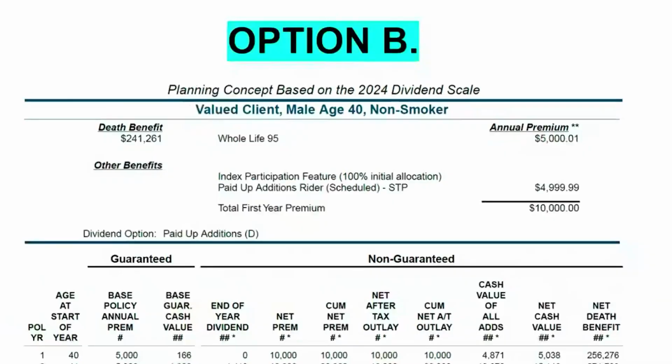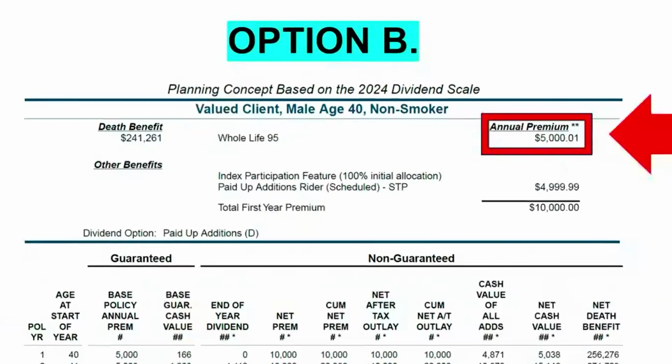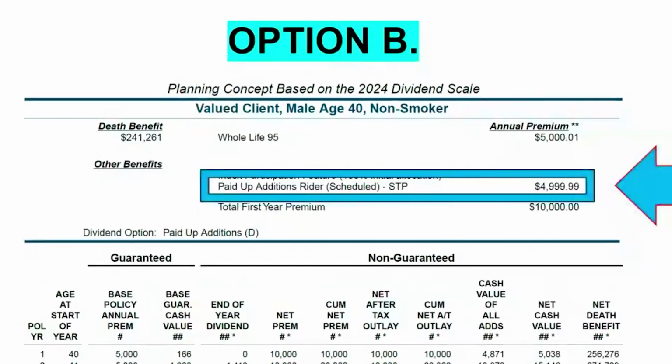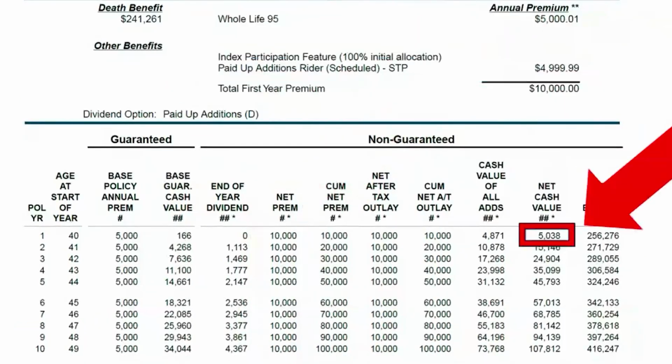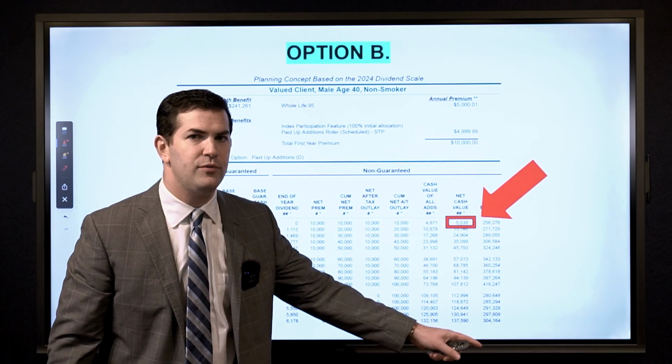Let's look at option B. Same exact insurance product with the same company. Everything's identical, except where is his money going? You see $5,000 going toward the premium, and then $5,000 toward the PUA rider. That results in $10K per year going in for the same 10-year period. There's your cash value. First year, about $5,000. If we were to compare this long-term, you'll see more value.